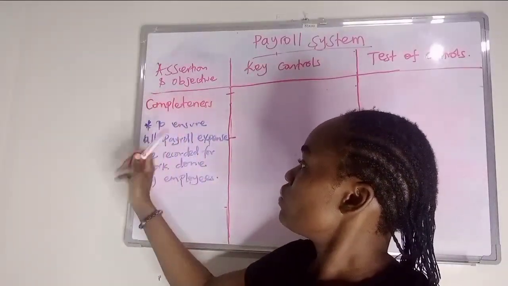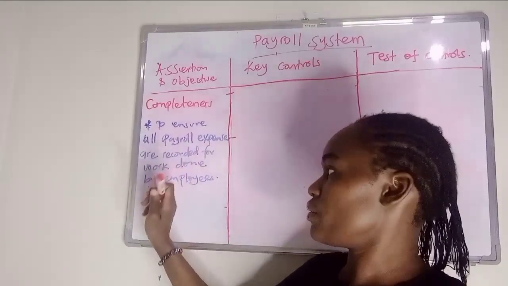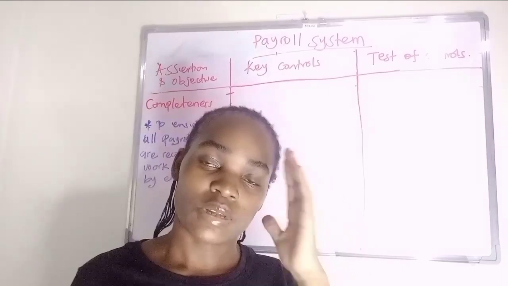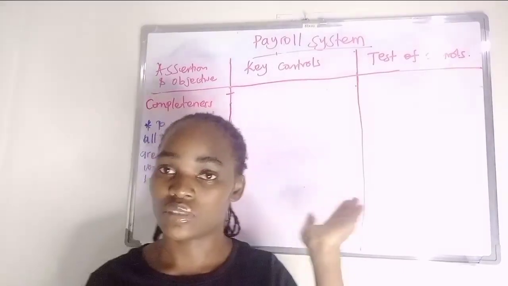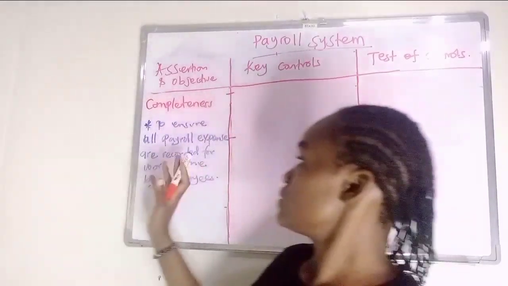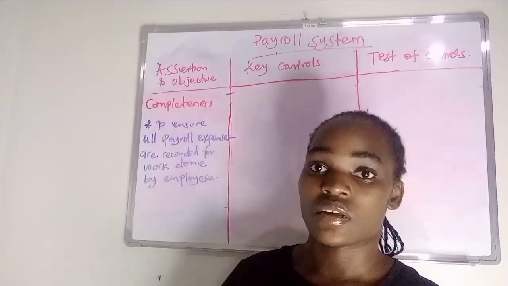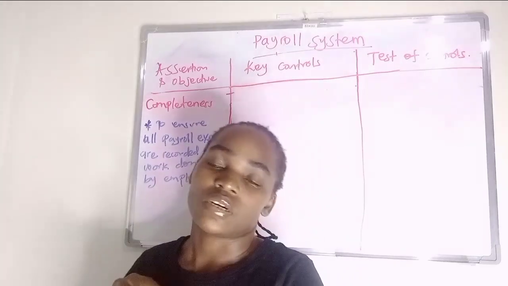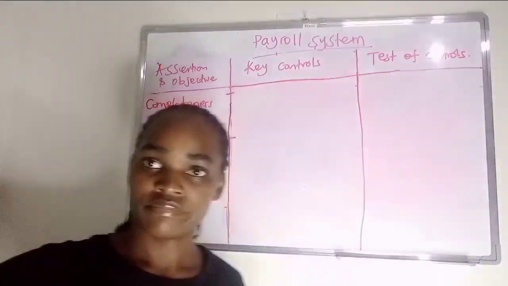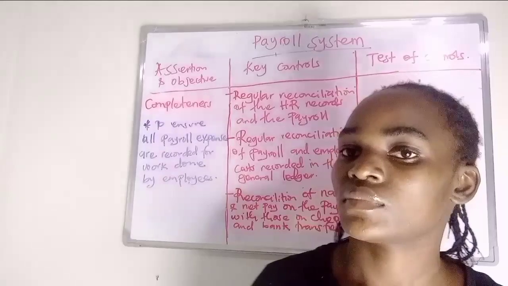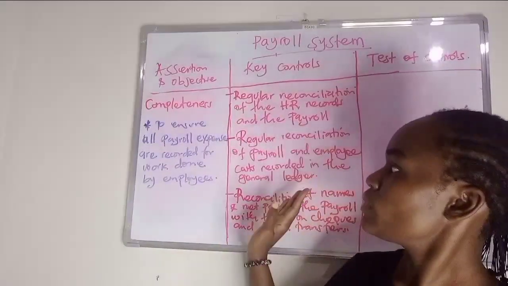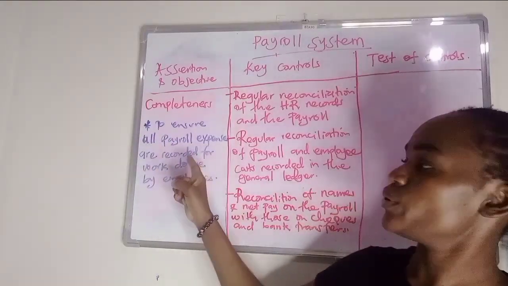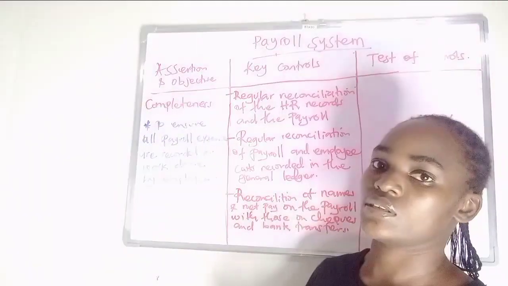So here, to ensure all payroll expenses are recorded for work done by employees. So what are the controls that management can put in place to ensure that all payroll expenses are recorded for work done by employees? That's what we are going to look at. So this is how management can make sure that all payroll expenses are recorded for work done by employees.